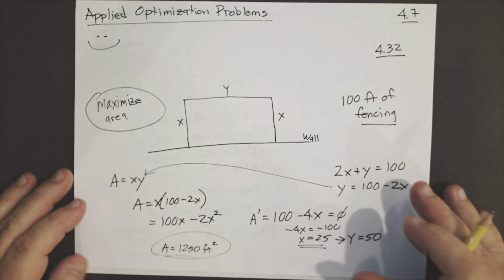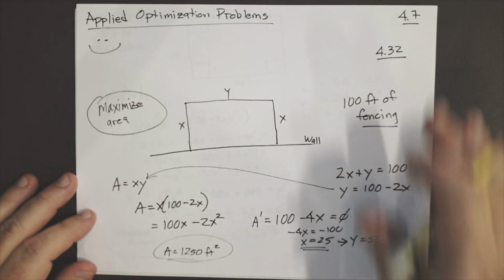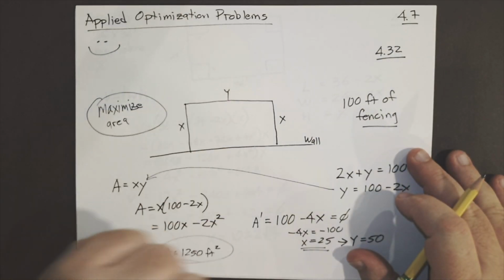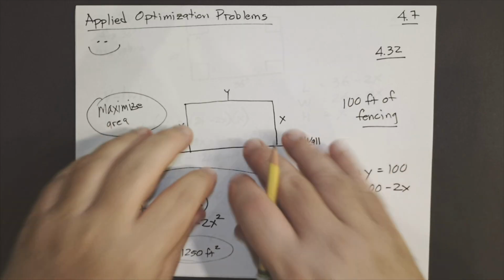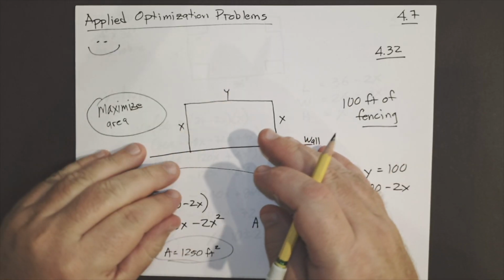All right. Here we have 4.7. This is applied optimization problems. This is the calculus that all the calculus for business and calculus for social sciences people use. This is what they're doing. This is the kind of problems they're dealing with.